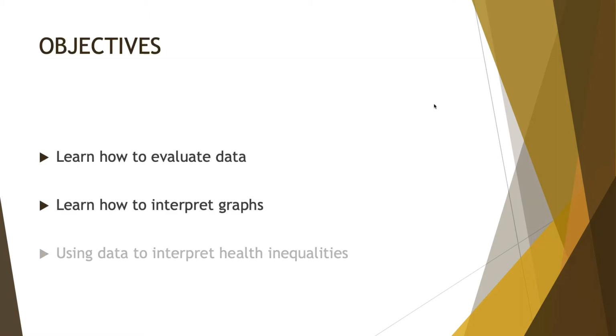So we're going to do that by learning how to evaluate data. We're going to be able to interpret graphs that depict trends in mortality and morbidity rates. We're going to be able to use our interpretation of that data to answer the question, why do we see health inequality within that given data?